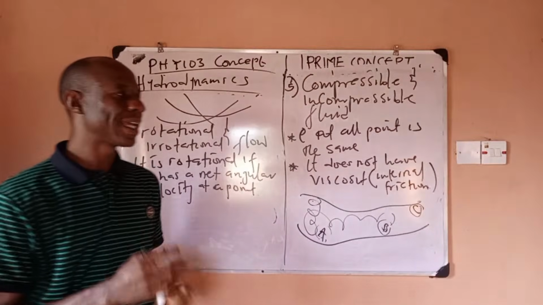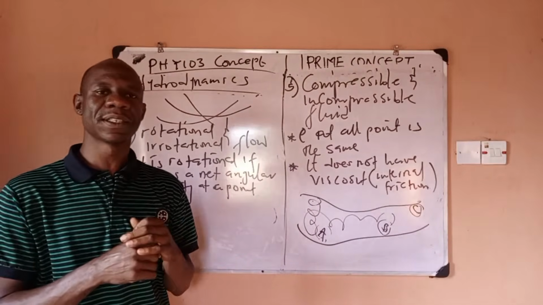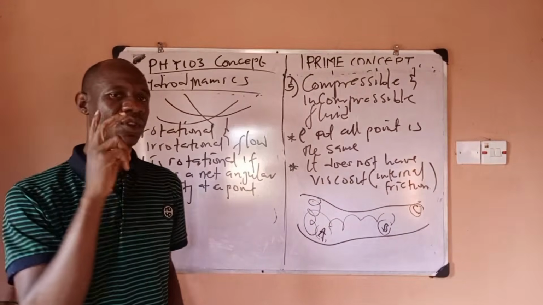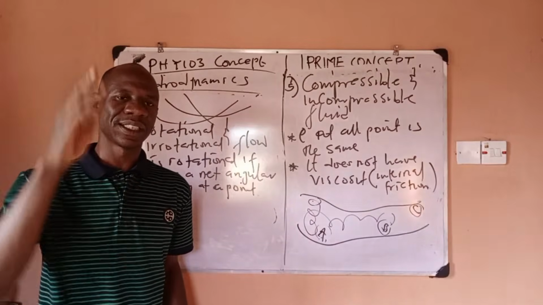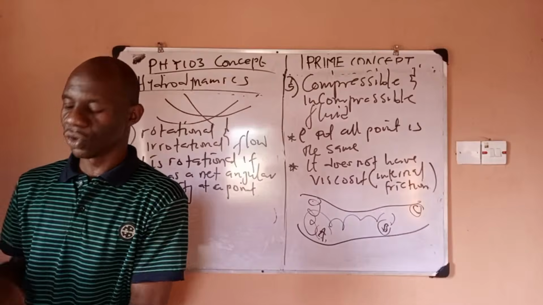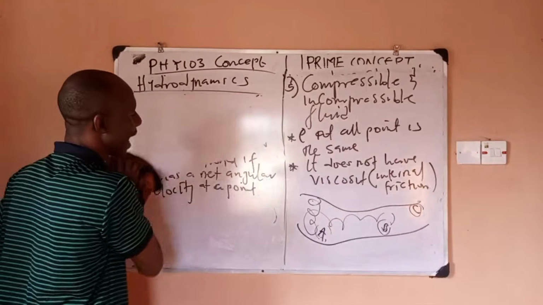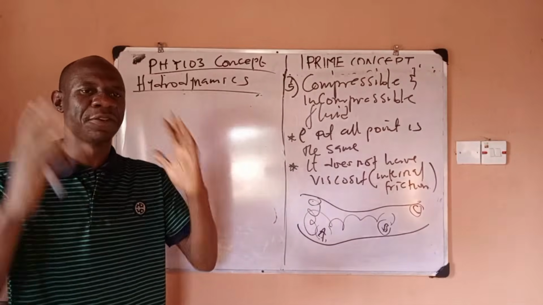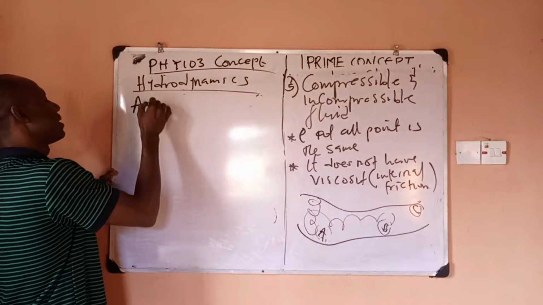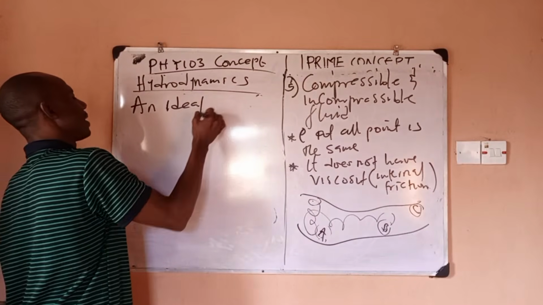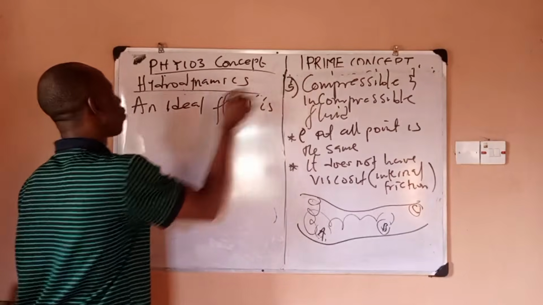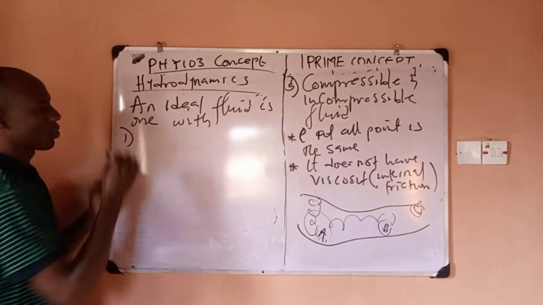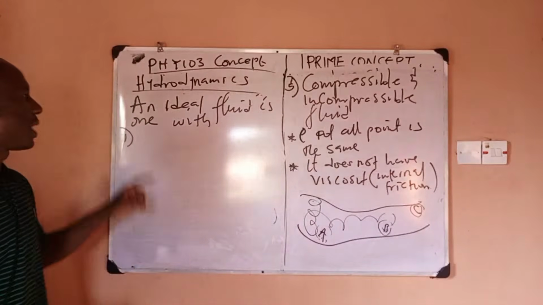Yes. Now, like I said, in our study of hydrodynamics, we want to simplify the mathematics that is involved. So in order to simplify the math, we are going to consider an ideal fluid. So we are going to be studying what kind of fluid? An ideal fluid. So what are the properties that make a fluid ideal? An ideal fluid is one with these properties. What are the properties that make a fluid to be ideal?